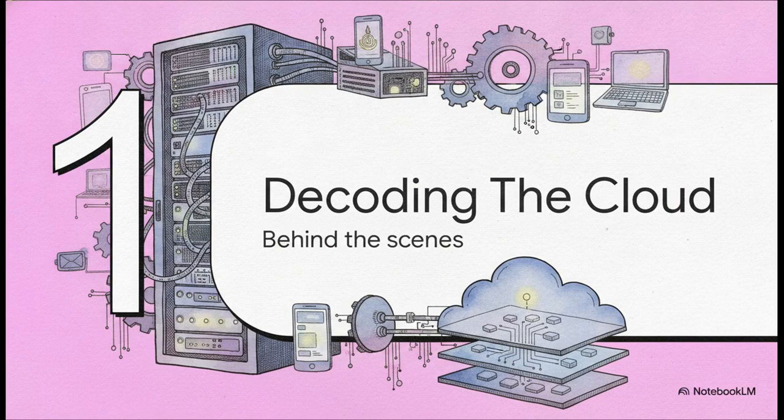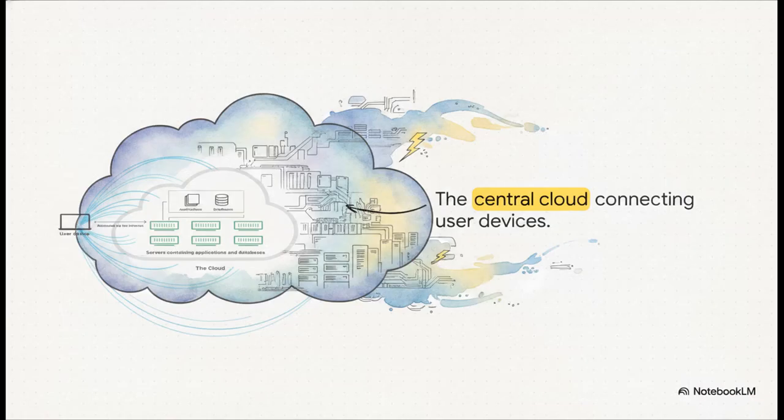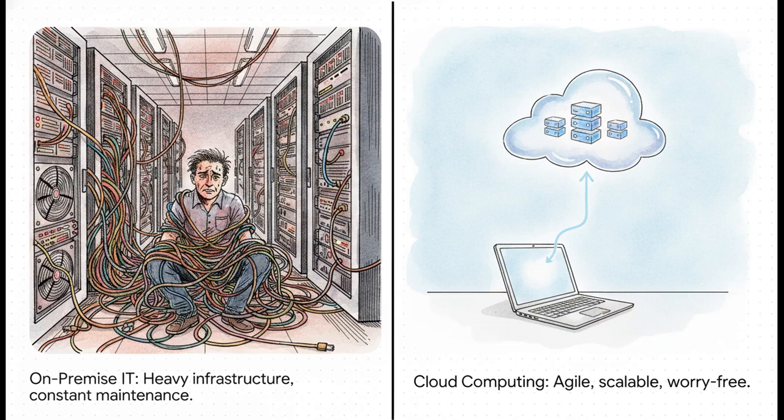Section 1. Decoding the cloud. Let's look behind the scenes. So, instead of storing heavy databases or running really complex software locally on your laptop or your phone, you're basically just using the internet to access centralized servers. And those servers, they're sitting in massive data centers somewhere in the world, doing absolutely all of the heavy lifting. The actual location of the physical hardware is entirely invisible to you, the user. You just open a browser or tap an app, and all that computing power is delivered to you instantly over the network.